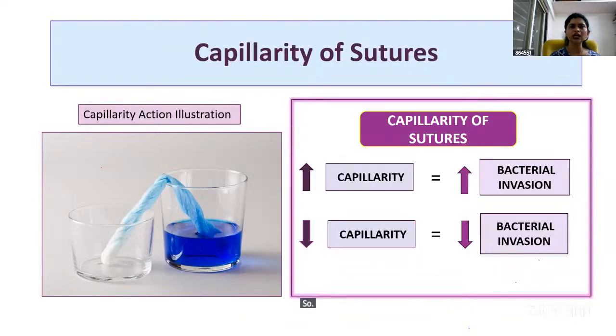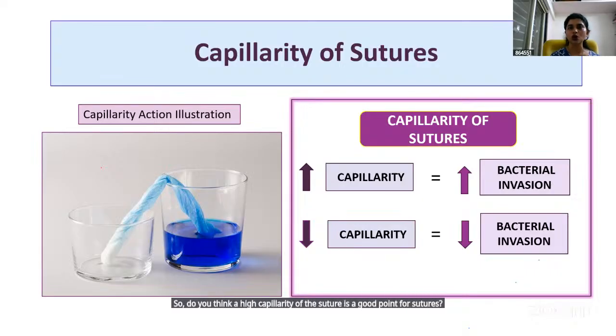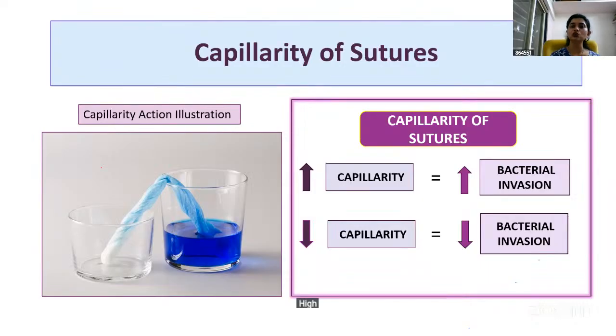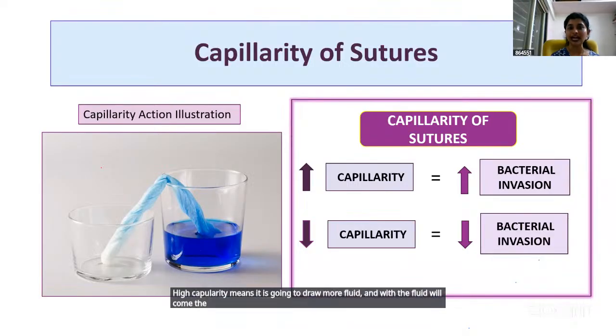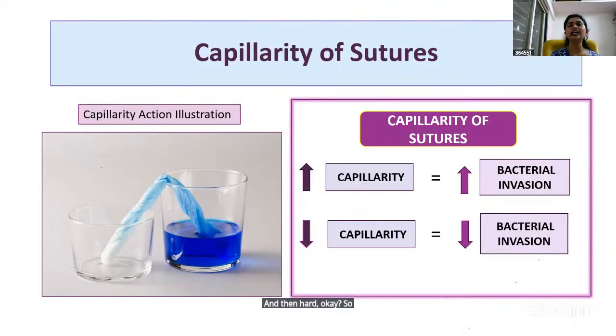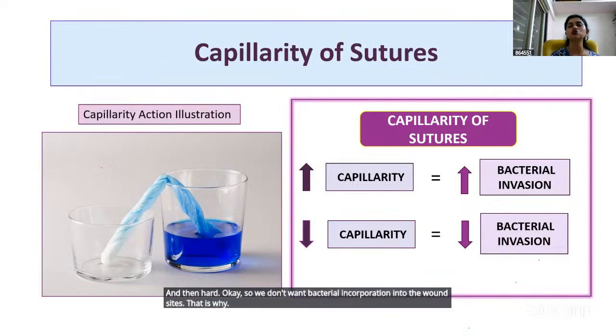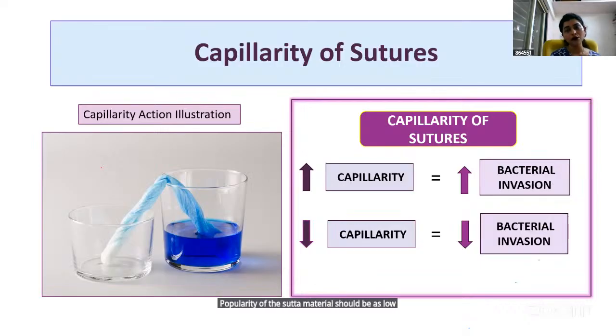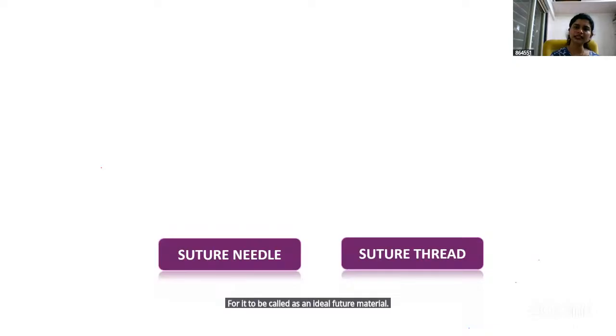So, do you think high capillarity is a good point for sutures? It is not, obviously, right? An ideal suture material should have low capillarity. High capillarity means it is going to draw more fluid, and with the fluid will come the bacteria hand in hand. We don't want bacterial incorporation into the wound site. That is why the capillarity of the suture material should be as low as possible for it to be called an ideal suture material. Is this clear?